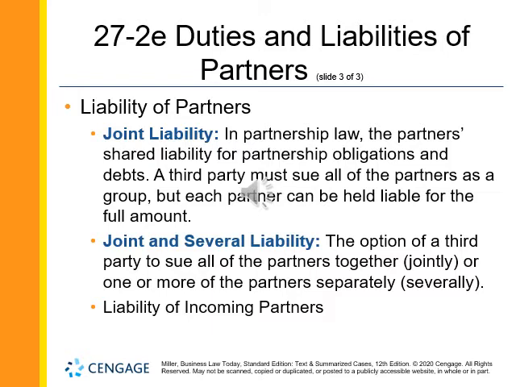Joint and several liability. In partnership law, a doctrine under which a plaintiff may sue and collect the judgment from all of the partners together, jointly, or one or more of the partners separately, severally, or individually. A partner can be held liable even if she or he did not participate in, ratify, or even know about the conduct that gave rise to the lawsuit. Newly admitted partners are liable for debts and obligations incurred before they join the partnership only to the extent of their capital contribution.